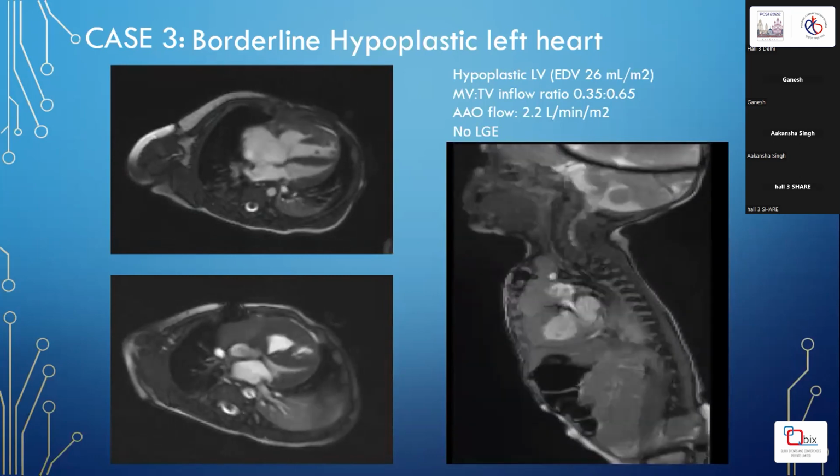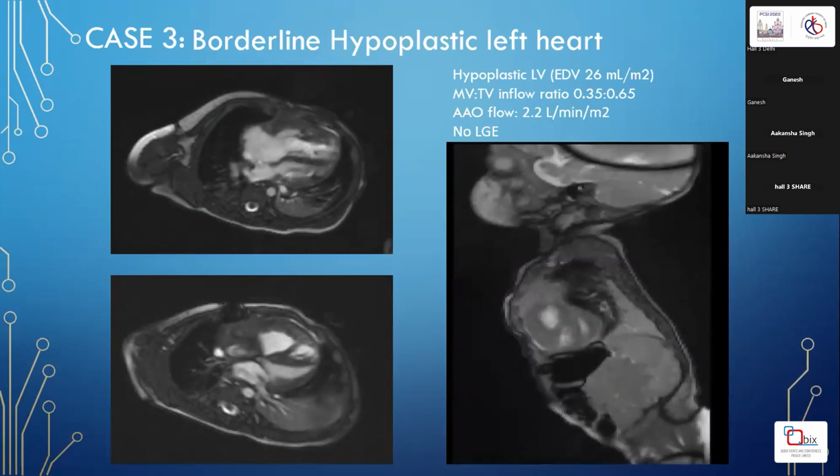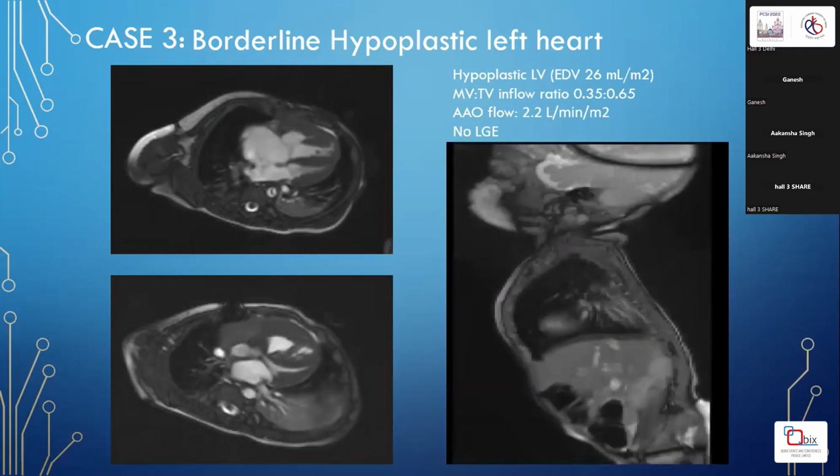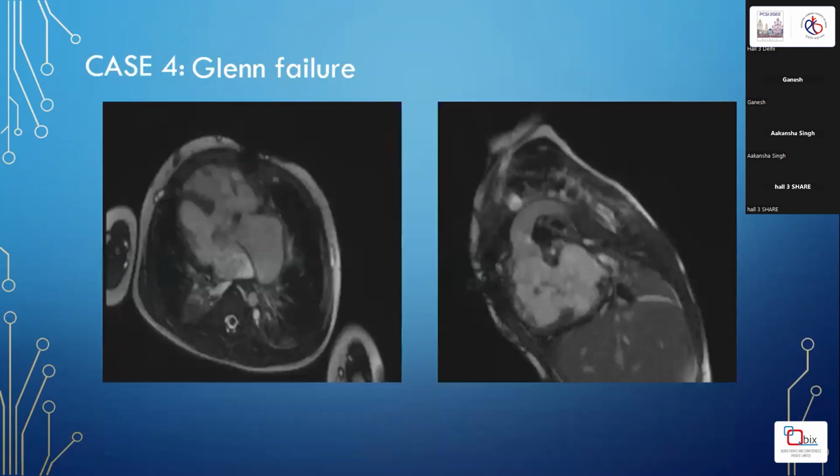And there was no evidence of endocardial fibroelastosis on late gadolinium enhancement. So this patient was then sent for a biventricular repair. This is a really interesting case which shows us how flow patterns can be used for diagnostic purposes in pediatric cardiac MRI.